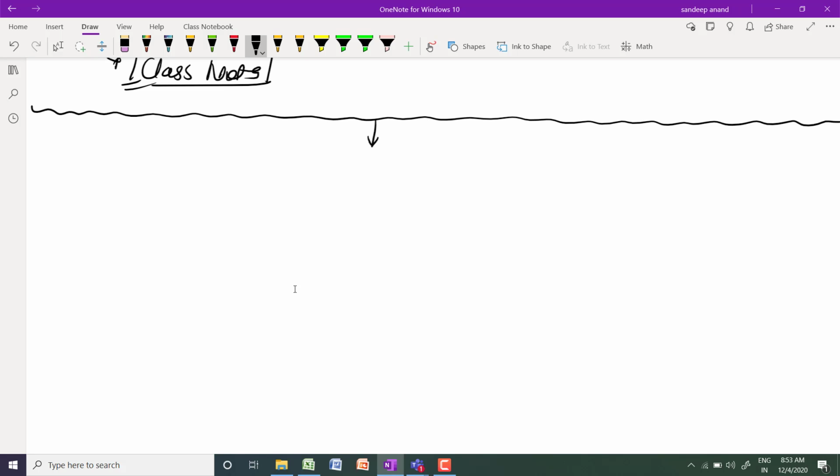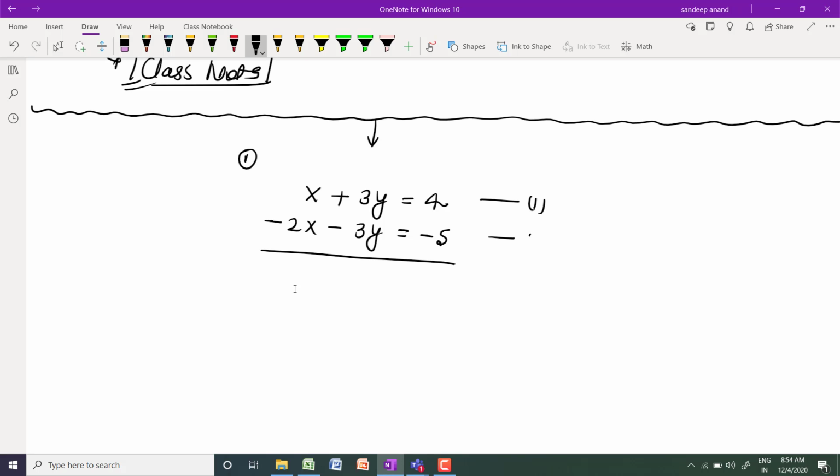Okay, and this question you need to solve by elimination and substitution. But first, as a recap, I will give you the concept again, and the second one will be the practice question. Okay, so suppose I am taking one numerical. These are two linear equations: x plus 3y is equal to 4, and minus 2x minus 3y is equal to minus 5. Equation number 1, equation number 2.